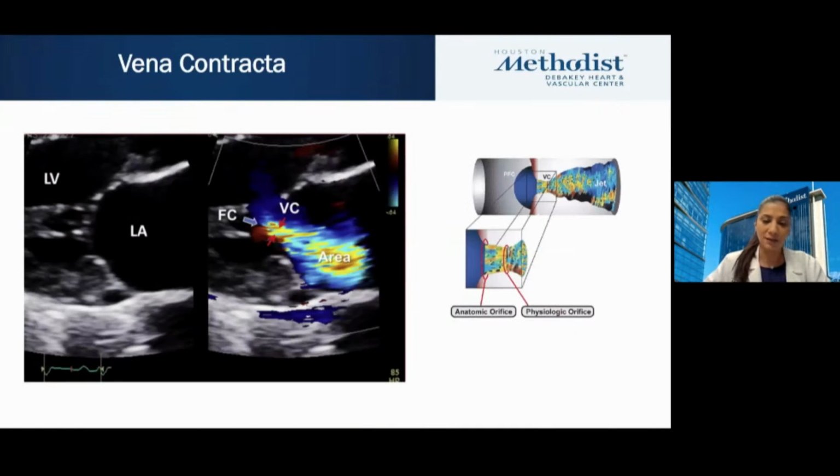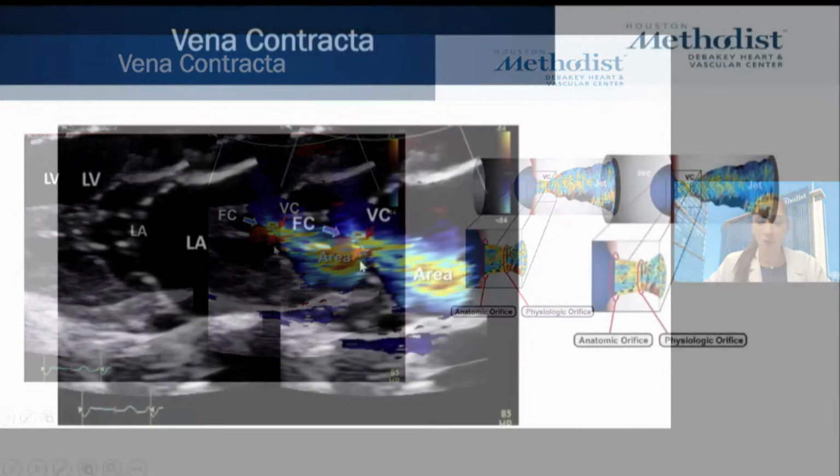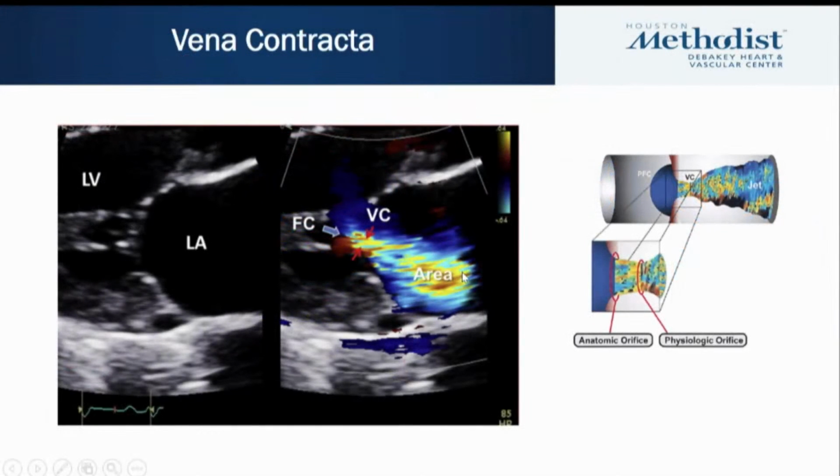These, again, are different components of the regurgitant jet. You have your flow convergence, your vena contracta, which is the narrowest part of the jet, and the jet area that we talked about. So it's important to focus on what's happening proximally right here. We're always focused on the color and what's happening in the left atrium, but it's important to focus on this area of convergence and the vena contracta.